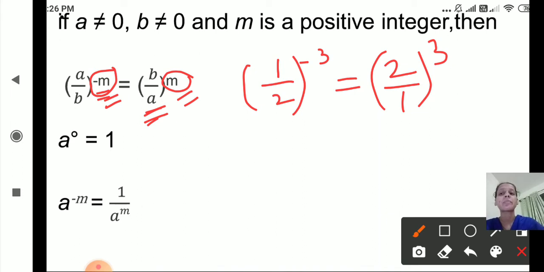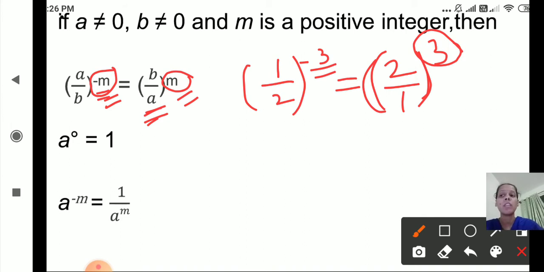So in this way you will solve. If the index is minus, then see here, the numerator goes into the denominator and the denominator comes into the numerator, and this sign will change, it becomes positive.